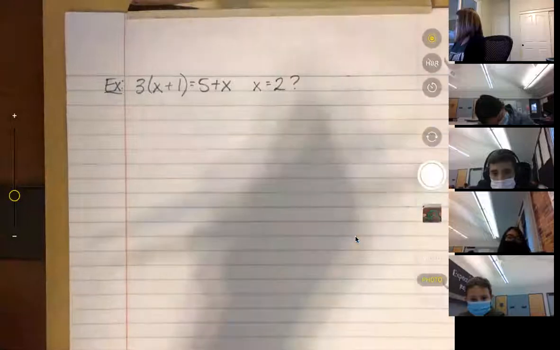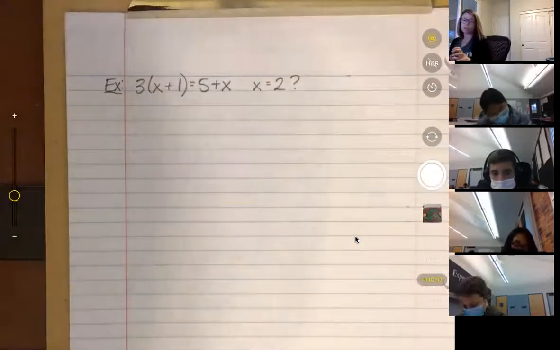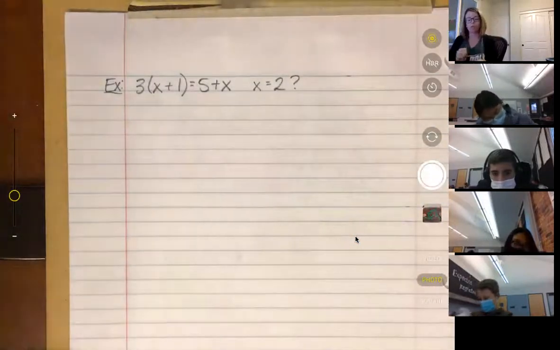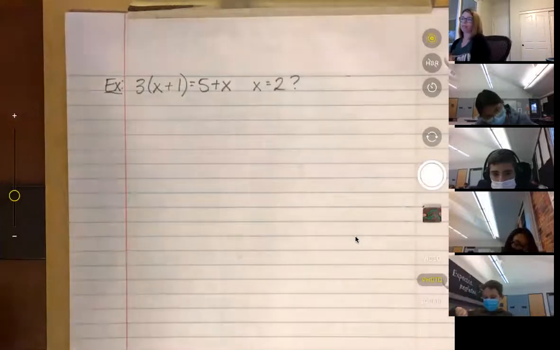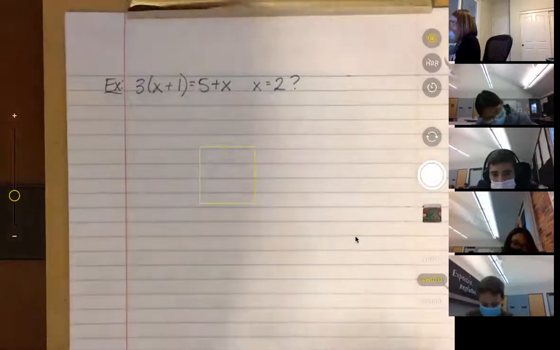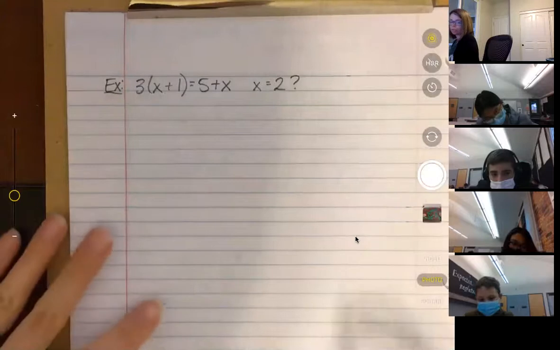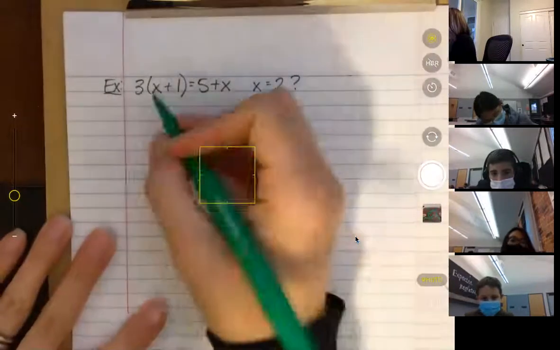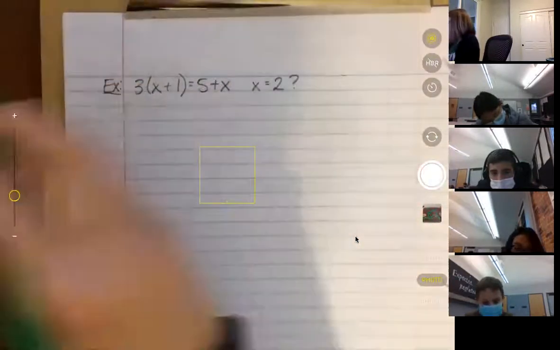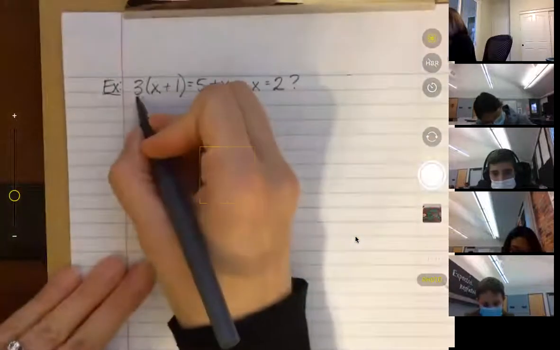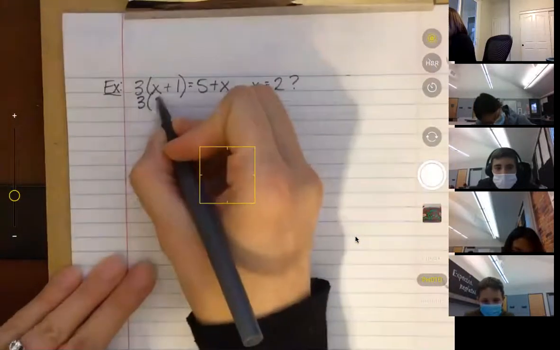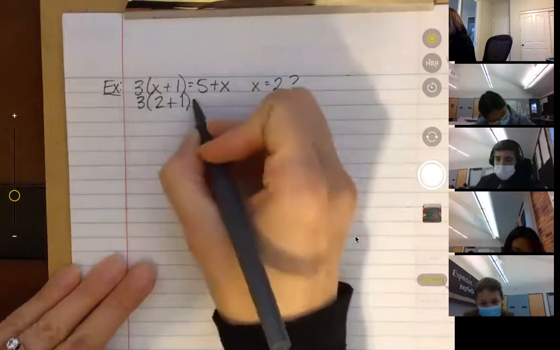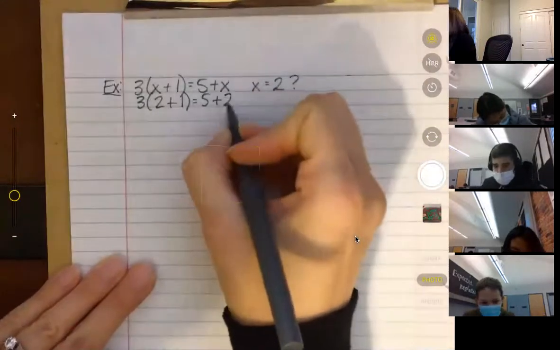All right. So this is a little bit longer. For this one, you're going to have to simplify both sides, not just one side. So you're plugging that variable into more than one place. Okay. So I'm going to check and see if x is 2. So I'm going to plug in 2 for x here and 2 for x here.